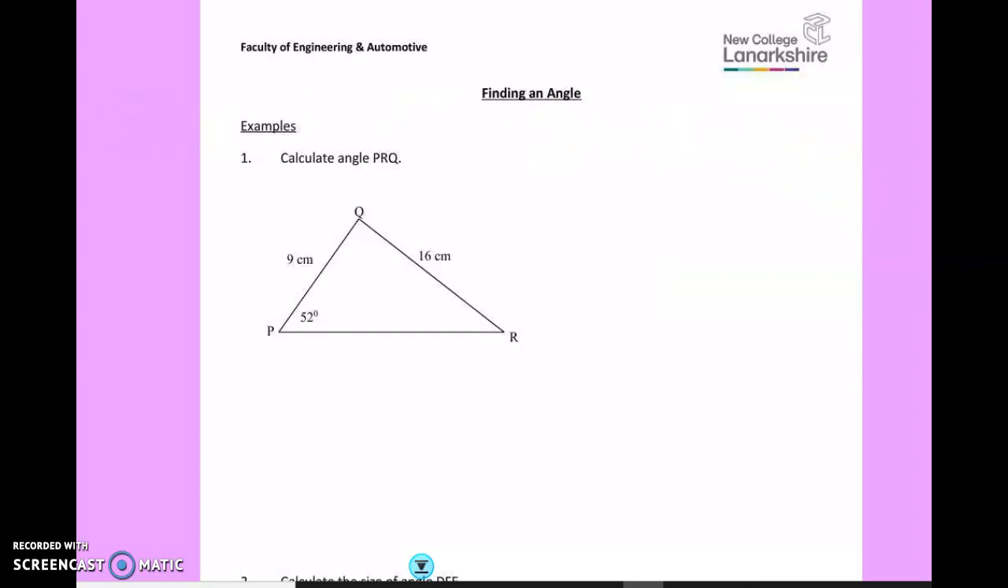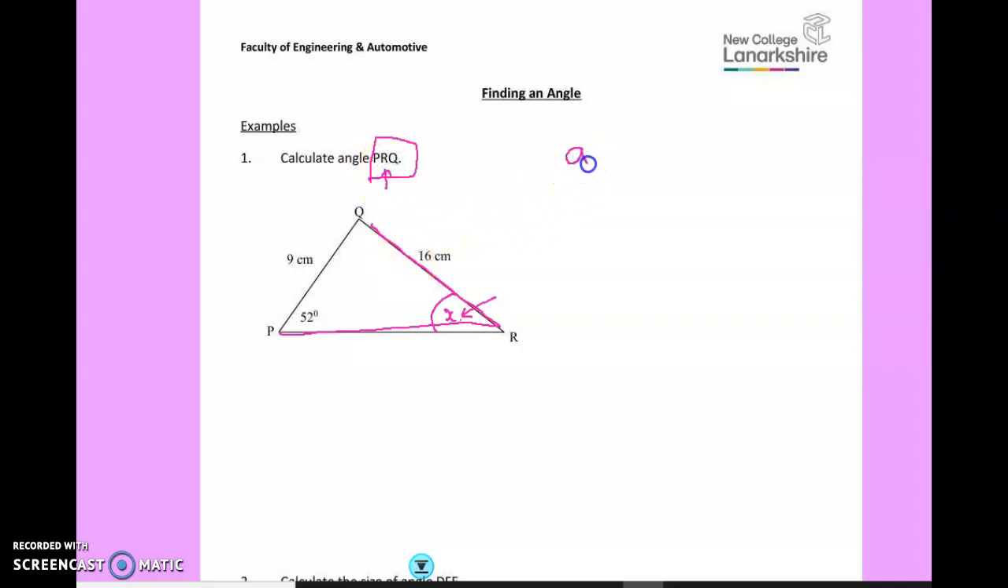First thing, I just want to check that we understand what we mean when we're talking about an angle. When we talk about angle PRQ, that means we go from P to R to Q. So we draw around this angle here. So this is the one we want to find. It's also always the one that's in the middle.